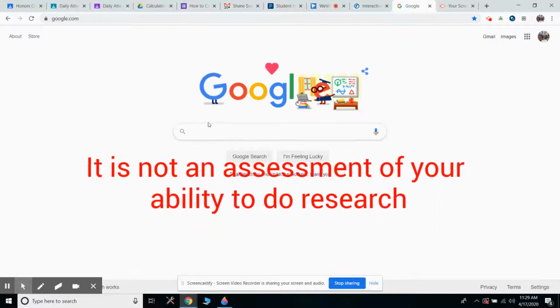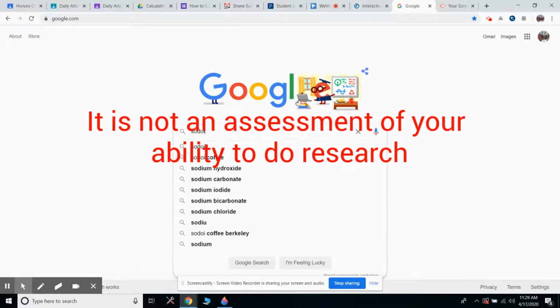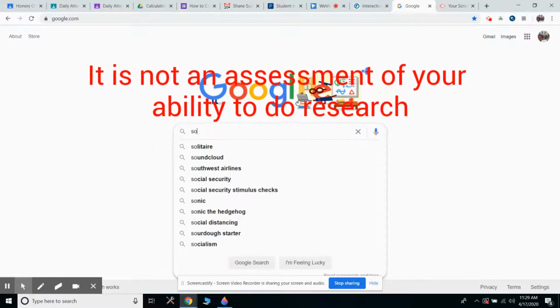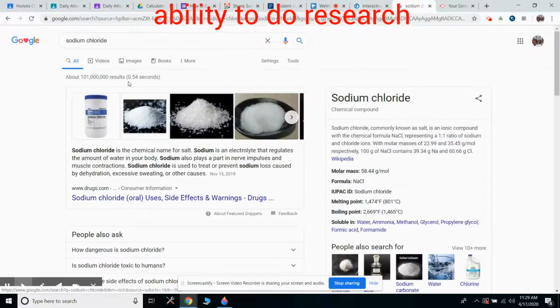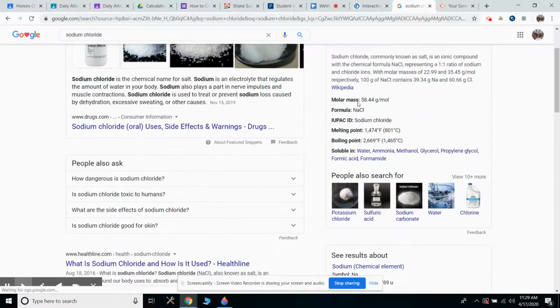For example, if I wanted to find the molar mass of sodium chloride, I can look it up on the internet and scroll through here, and oh, there it is, 58.44 grams per mole. But I don't know how that number was obtained. So in this video, I'm going to show you how the authors of this webpage were able to determine the molar mass of 58.44 grams per mole. This is an essential skill. The skill is not about being able to do research. It's about being able to follow a process.